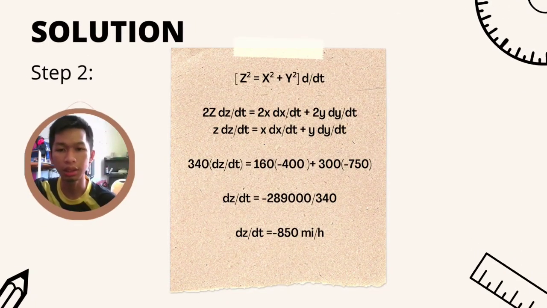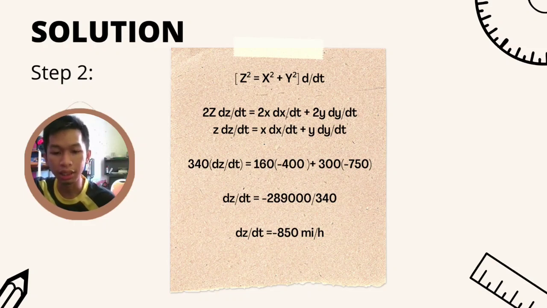Assalamualaikum. My name is Muhammad MISHAL Adam IMAN and I will continue solution step 2. So, to find dz over dt, we have to differentiate z squared equals x squared plus y squared with respect to t. After we differentiate, we get 2z dz over dt equals 2x dx over dt plus 2y dy over dt. Notice that we have the number 2 on each term. Then we can cancel out the 2 and we get z dz over dt equals x dx over dt plus y dy over dt.